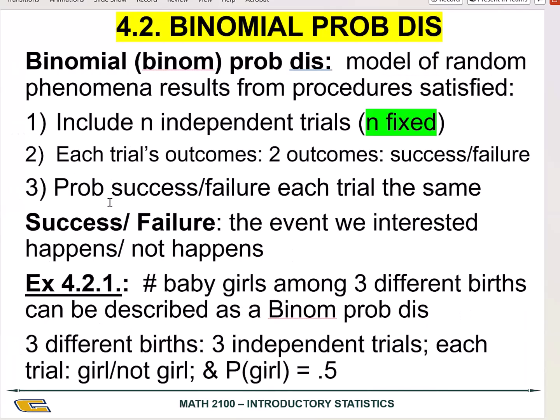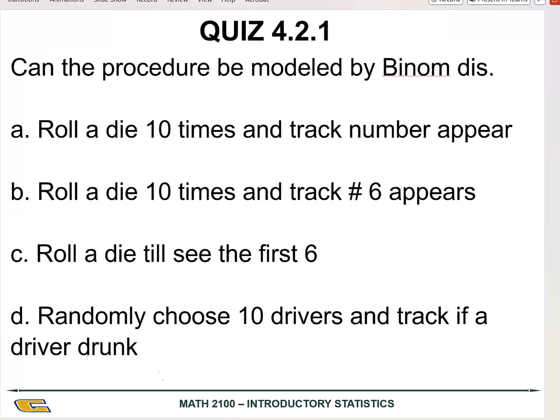So the second condition is satisfied. The third condition: the probability of success or failure for each trial is the same. At that time, it also is satisfied, because the probability you get a 6 is 1/6, right? And the probability you don't get a 6 is 5/6. So the last condition is satisfied. So B can be modeled by a binomial distribution.